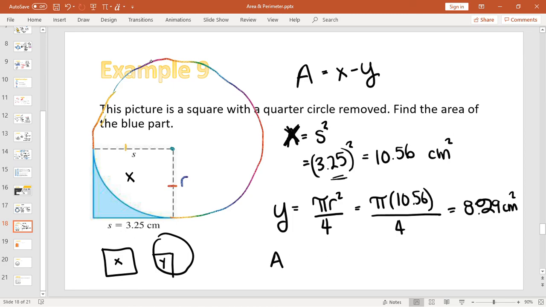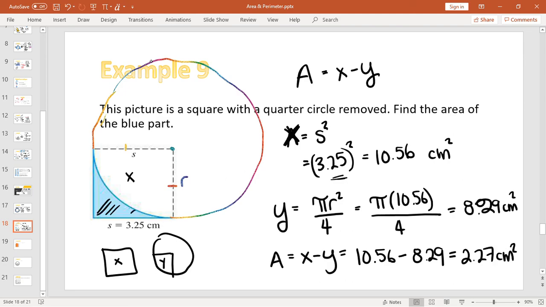So my total area, this was my x here, I'm just going to write over that, a with an x, equals x minus y. So I'm going to take my 10.56 that I got for the square, I'm going to subtract the 8.29, which was the quarter circle, and you're going to have 2.27 centimeters squared, which is this blue part. That's 2.27 centimeters squared.